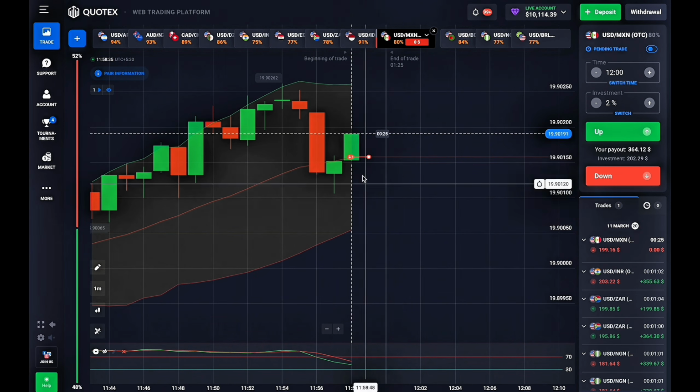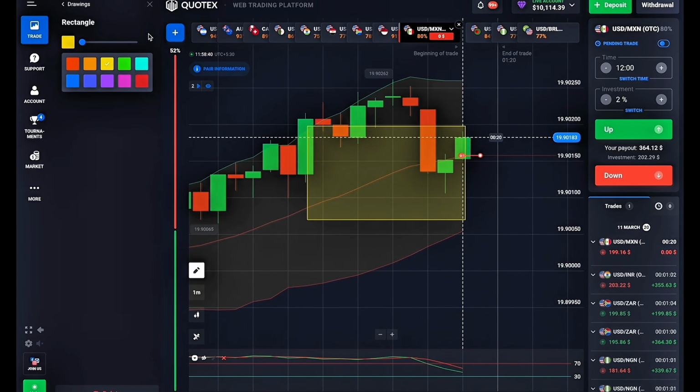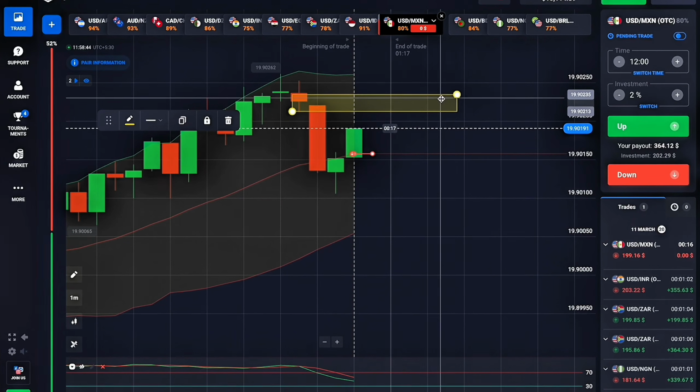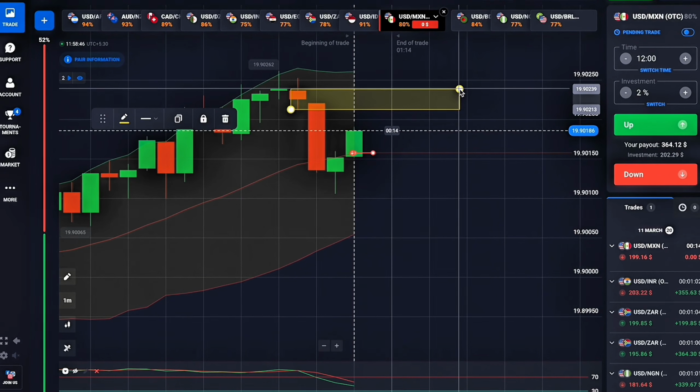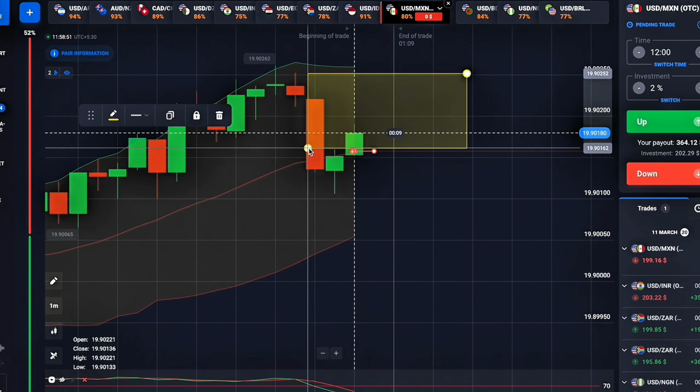However, this is where risk management and professional trading mindset come in. If this trade happens to go in loss, I will execute my one-step martingale trade, but not randomly. It will be based on my strong market structure. If I mark my supply zone, you can clearly see that there's a huge fair value gap present in this area.